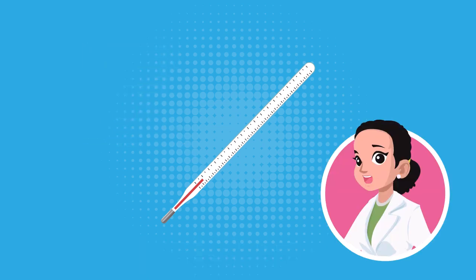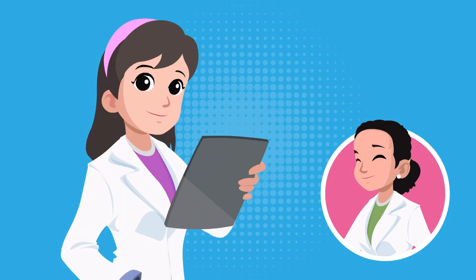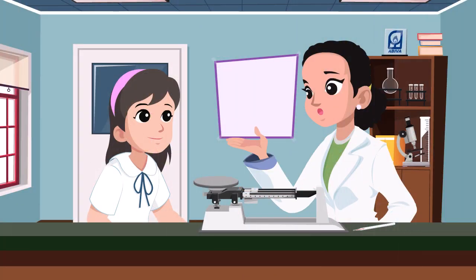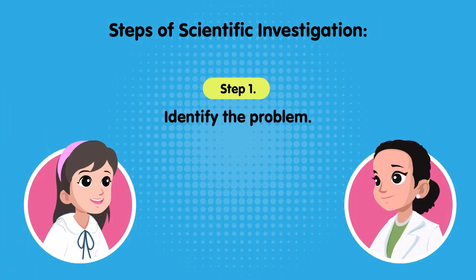Yes, Ellie, I think you can be a scientist someday. Yes, Teacher Ann, I want to work in a laboratory to do experiments. Do you have an idea what exactly scientists do in a laboratory? Scientists follow a step-by-step procedure to solve a problem. It begins with identifying the problem.